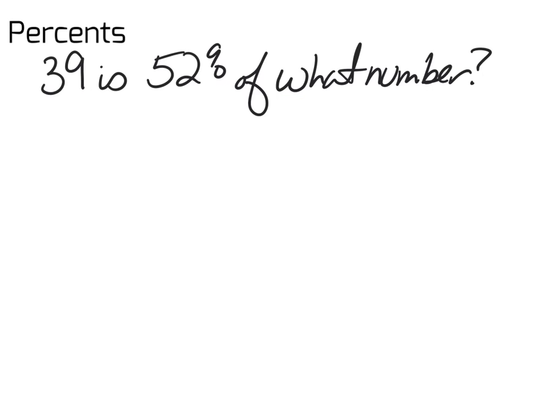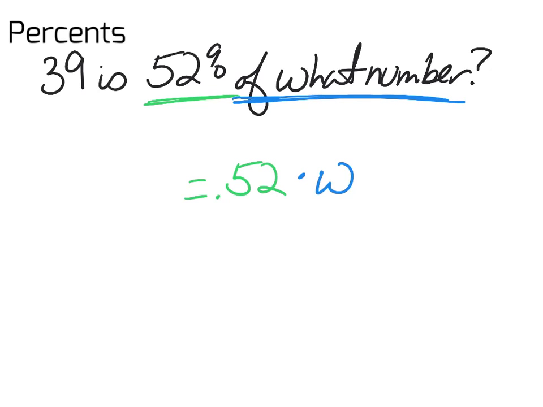Okay, let's do one more problem where we're trying to find the whole number. So 39 is 52% of what number? So I see this 52%. So I'm going to have 0.52. And I can see of what number? Of is your whole number. And I don't know what that number is. Okay, and 39 is my part number.